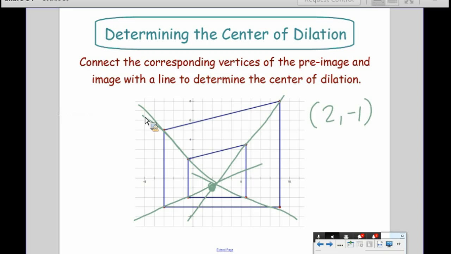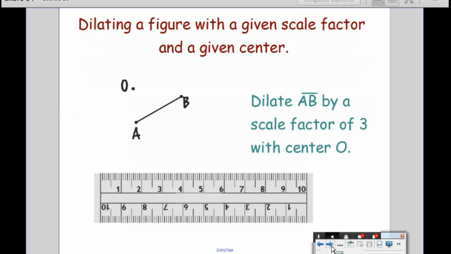Now, just to be efficient here, if I did it correctly, how many lines would I actually have to draw? Would I really need to draw all 4 if I'm taking a quiz and I'm running out of time? No. If I'm doing it correctly, I should only have to draw 2 of those. Just FYI.